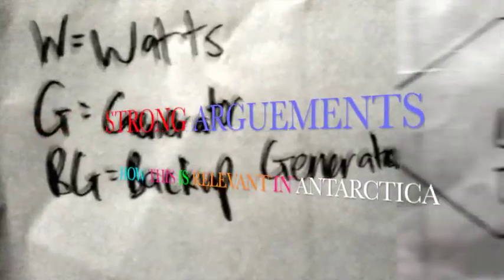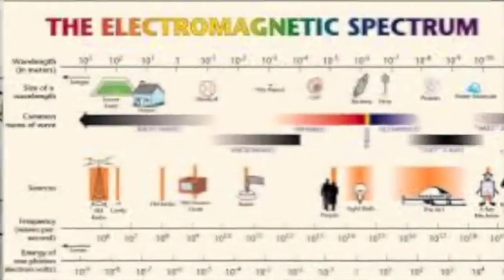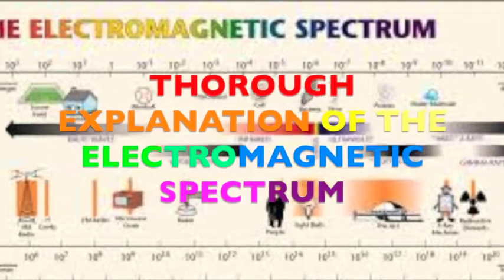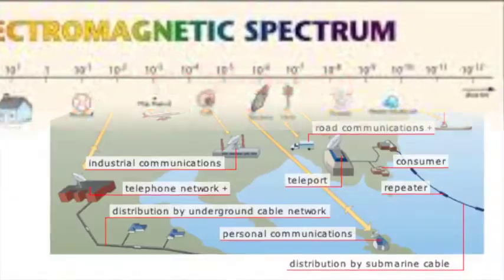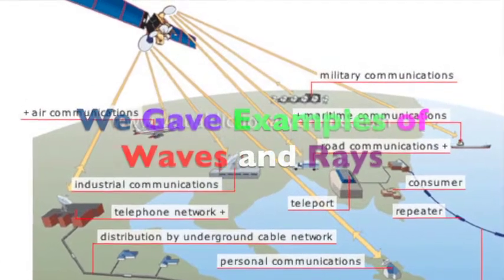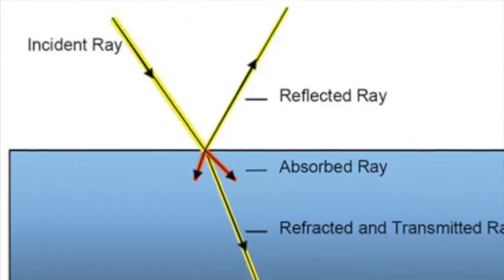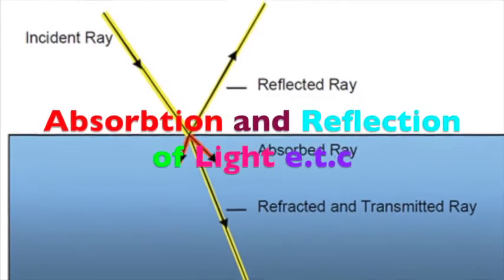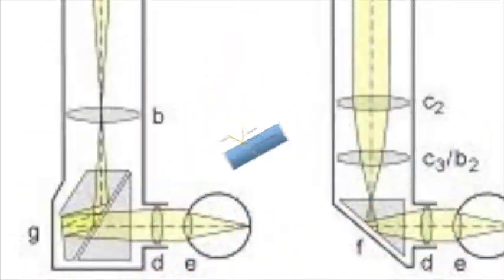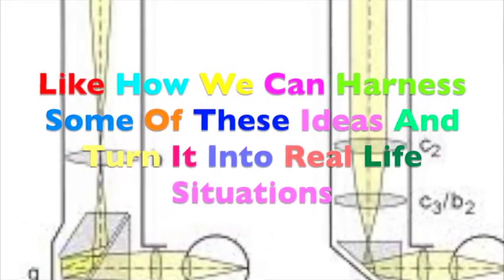The reasons why all of this information is relevant to the staff in the Antarctic base station is because of the thorough explanation of the electromagnetic spectrum. Plus, we evaluated and gave examples of how the waves and rays were used in order to communicate with people across the whole planet via satellite. We know how light travels, reacts to objects or surfaces. Light is absorbed, reflected, and so on. Like how we can harness some of these ideas and turn it into real-life situations, like creating a periscope.